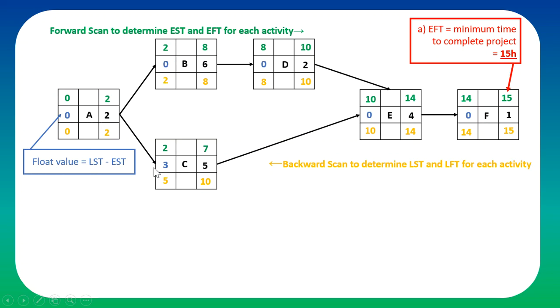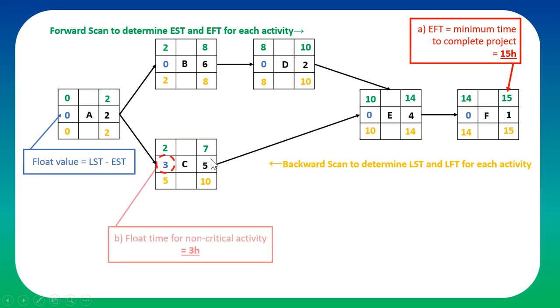The activities that have a float value other than 0, which is 3 in this case, are non-critical activities, which in this case is C. So the answer to the question would be 3. Float time for the non-critical activity is 3 hours, with C being that non-critical activity. Everything else is critical. By critical, I mean that if you delay any of these activities, A, B, D, E, or F, by even 1 hour, the whole project is not going to finish in 15 hours. It will finish later than that. Hope this makes sense. Thank you.